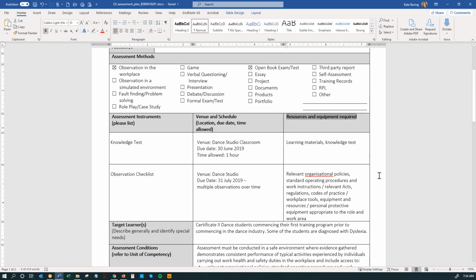Quite often resources and equipment will be specified within the unit of competency. It will tell you if you're doing CPR that you've got to have not just an adult mannequin, but an infant mannequin and a defib. So if your unit of competency specifies very strictly certain equipment, then you would need to list all of those there.